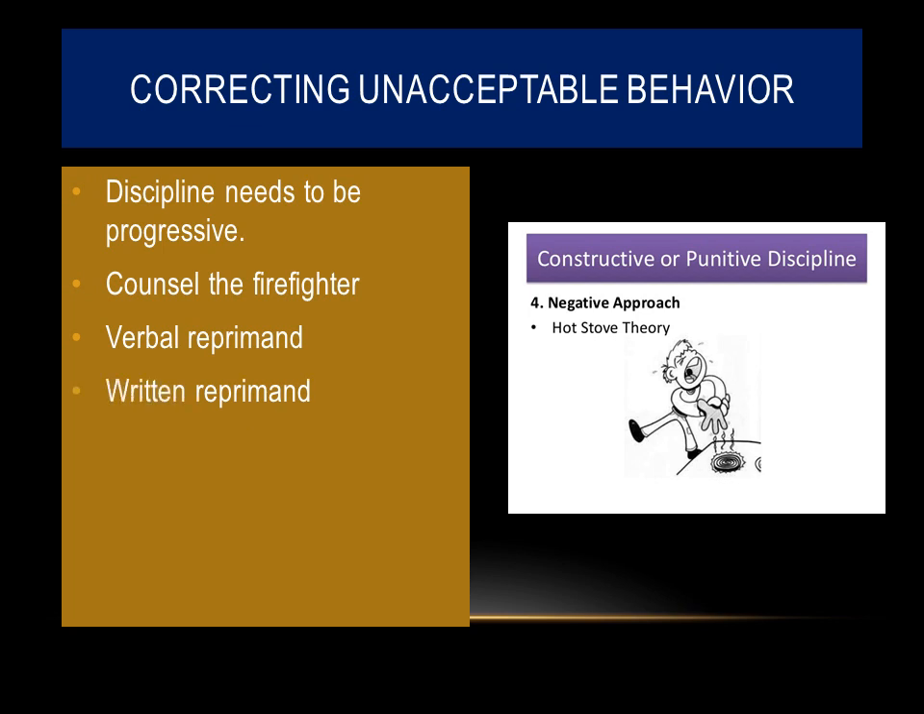So then we go to a written reprimand. If the verbal didn't work, you go to a written, and now this becomes a formal document. And again, this would be placed into the firefighter's personnel file, that on such and such a date you were issued a written reprimand for this problem. After the written reprimand, if the behavior still continues, then we're talking about possible suspension.